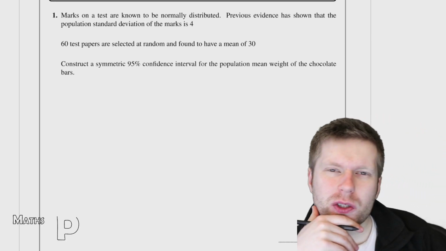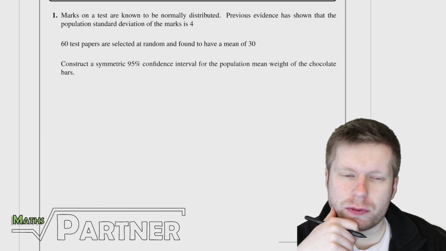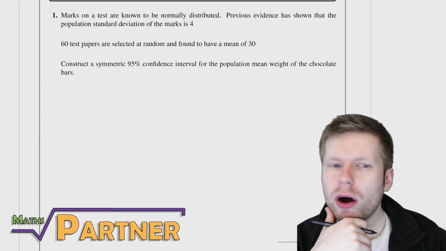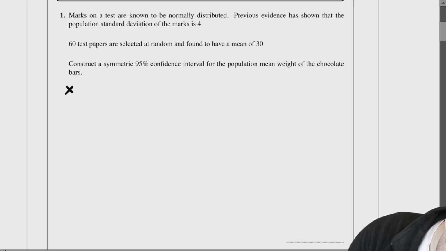Hello, so in this video we're going to talk through Theme 5 homework, which is all to do with hypothesis testing and confidence intervals. So, question 1. Marks on a test are known to be normally distributed. So first things first, I'm actually just going to write this down. So X I'm going to represent as the mark on a test.